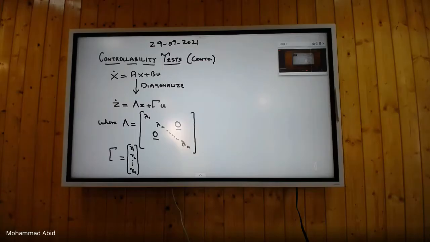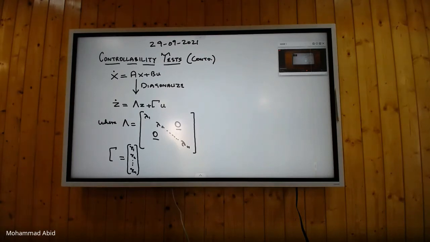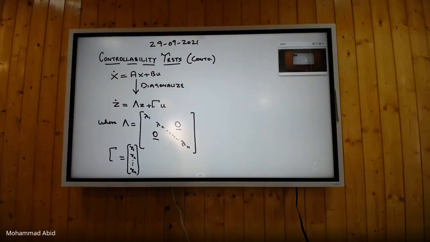Yes, sir. If the entries of the tau vector are all non-zero, then the system is controllable. If any one of its entries is 0, that means the system is not controllable, isn't it? Yes, sir.